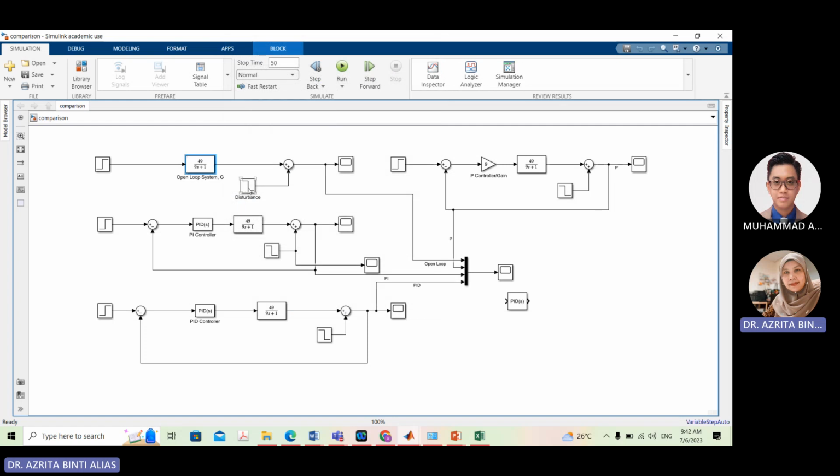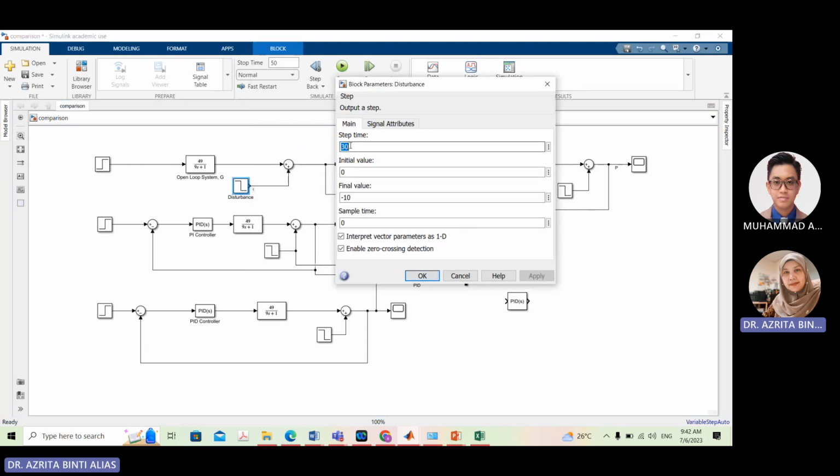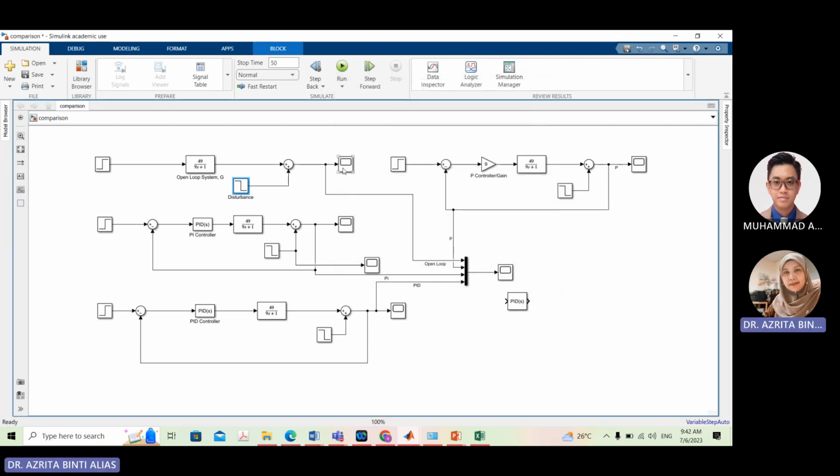And then because we add a disturbance, a step disturbance, we put the summation here, and this is the disturbance. Our disturbance is at time 30, so you put 30 in the question. The final value for the disturbance is from 0 until -10. Okay, and then this is the scope.